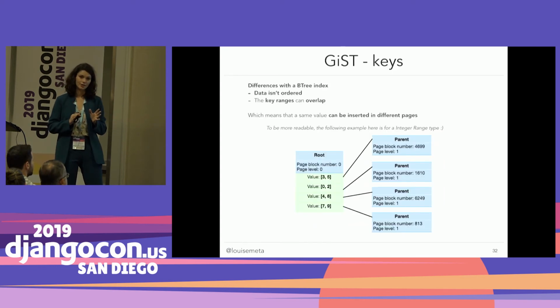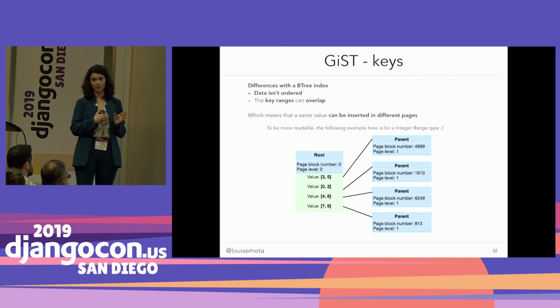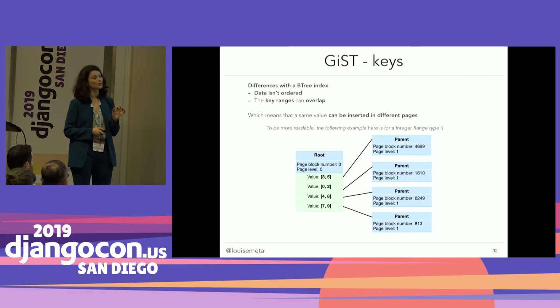So what is the difference between a Gist index and a Btree or a Gin? The first thing is that the data is not ordered in it, which seems weird, but does make sense. Here, I created a weird data type for an integer range, just to show you that here it's 3 to 5, the range, and then here it's 0 to 2, and here it's 48, so it overlaps and it's not even ordered.